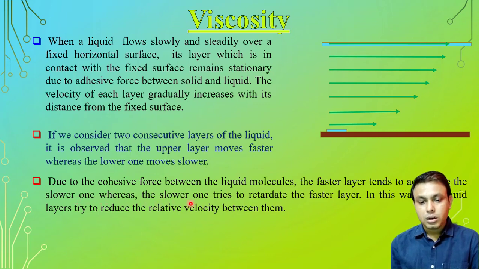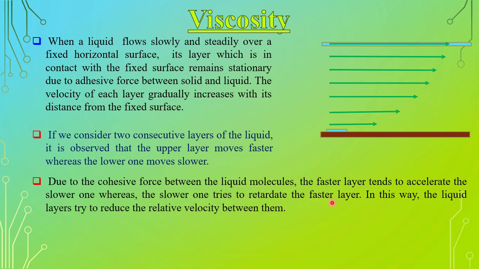Whereas the slower one tries to retard the faster one. In this way, the liquid layers try to reduce the relative velocity between them.